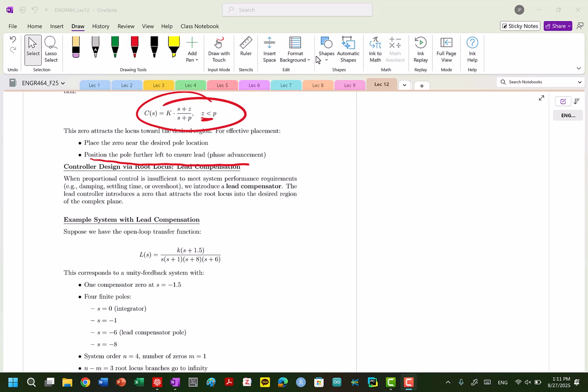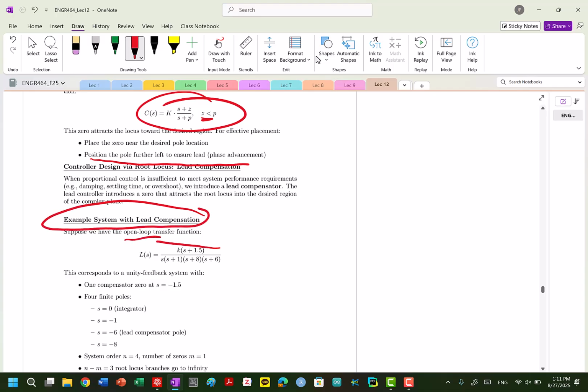All right, everyone. So now what we're going to do is put ourselves in the right pole position to meet our design specifications. We're going to do control via root locus, and we're going to use this lead compensator, and we're going to have an open loop transfer function. So this is our transfer function that we're going to be working with.